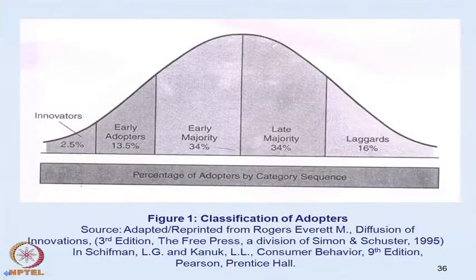Then we have the next category, which is the next 34%, which we call the early majority. They are similar to early adopters in the sense that they buy the product because they possess a need and they want to fulfill it. However, they are not as quick as members in the early adopters are. So they are a little slow.